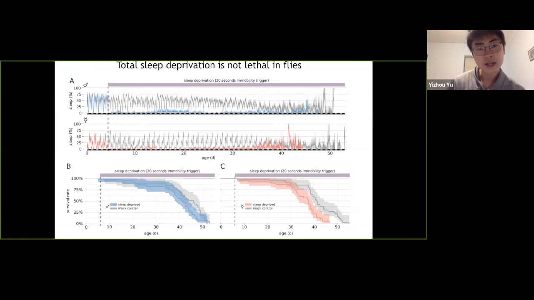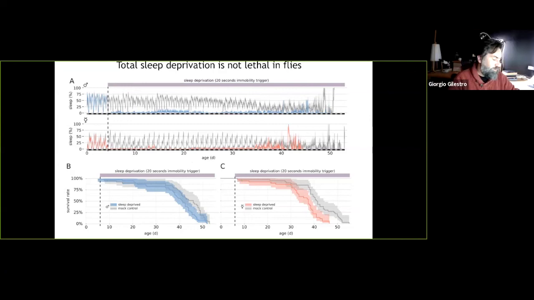So is there another relationship between, for example, sleep bouts, the number of sleep bouts, the sleep duration? No, we never really saw any strong correlation between sleep amount and longevity. So we never really saw that flies that naturally sleep less will live less, or vice versa.